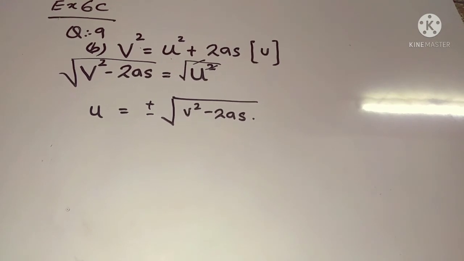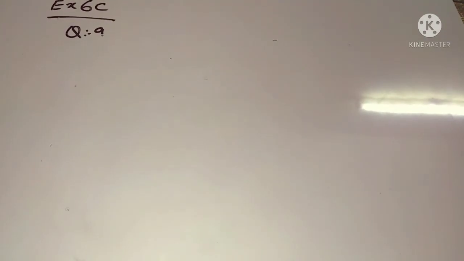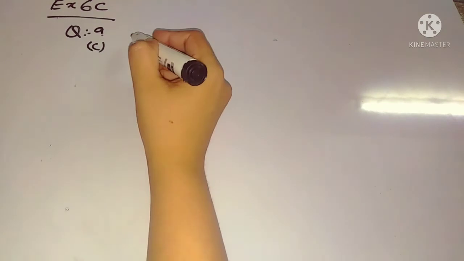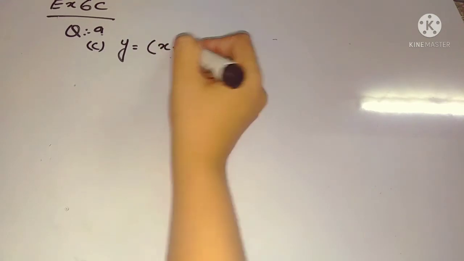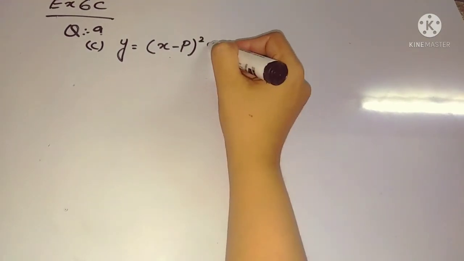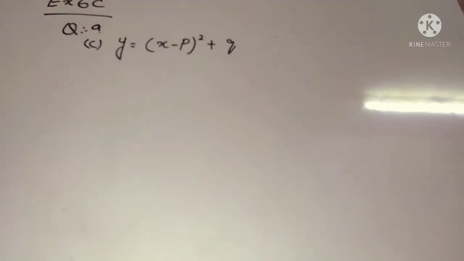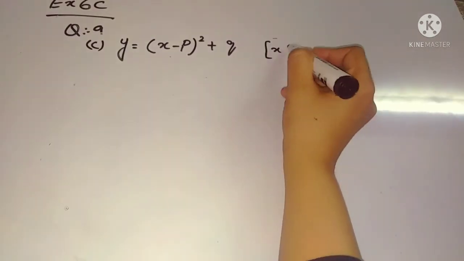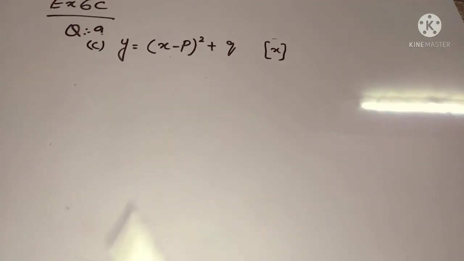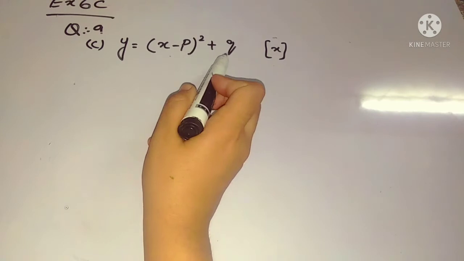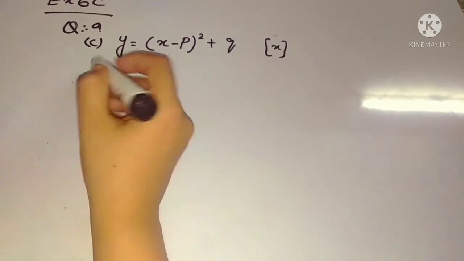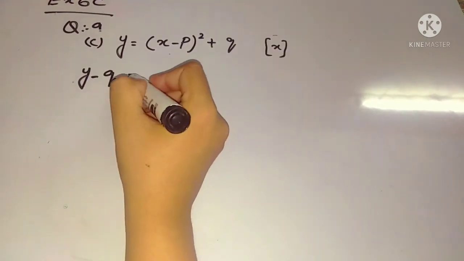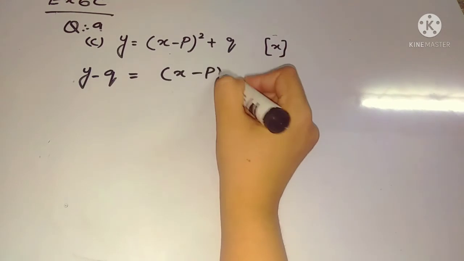Alright, now part C is y is equal to x minus p whole square plus q. In this question, we have to make x the subject. So first I'll move this q to the left hand side. It's adding over here. When it comes to this side, it will be subtracted from y. So y minus q. What's left over here is x minus p, squared.